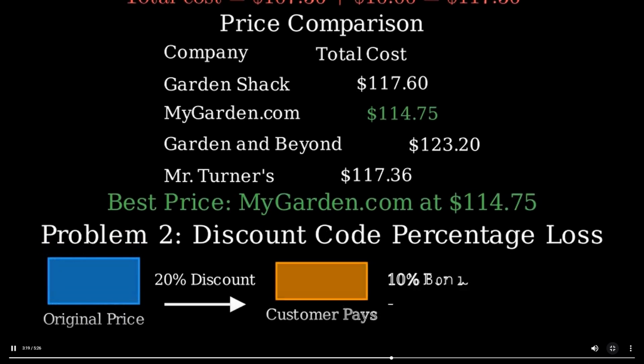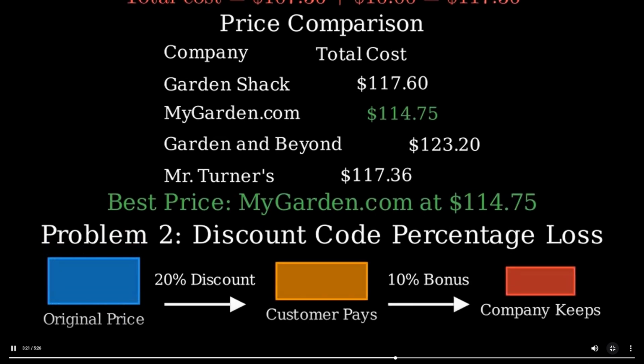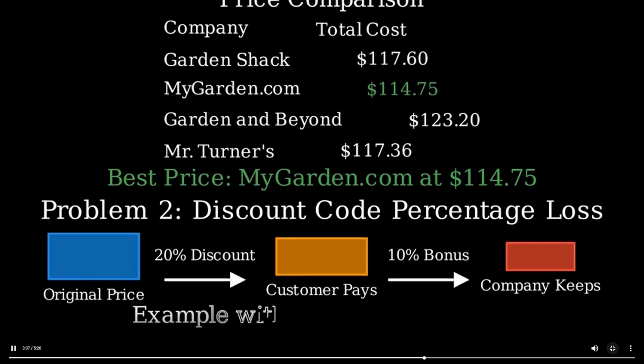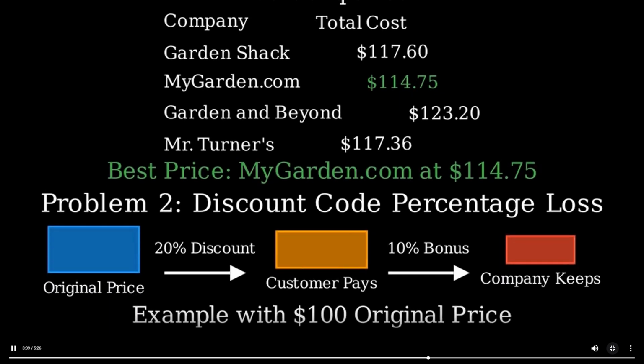Now let's move on to our second problem. A company sells products online and offers a 20% discount code. When a customer uses this discount code, you as a referrer get a 10% bonus based on what the customer pays. The company wants to know what percent of the original price they lose when a customer uses the discount code. To solve this problem, let's work with a specific example.